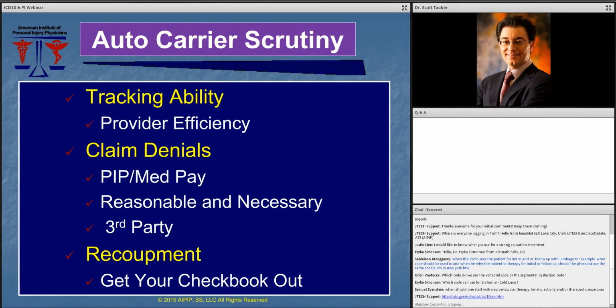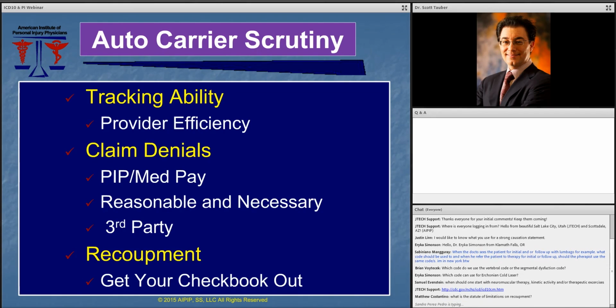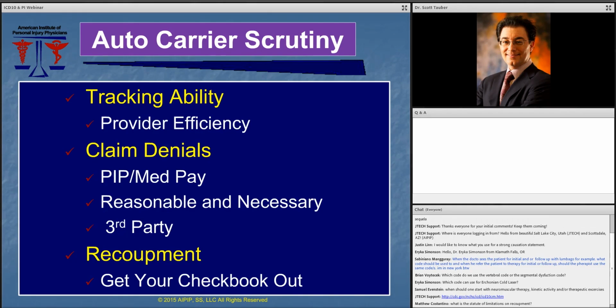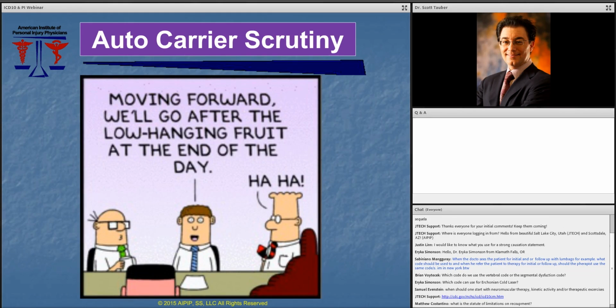Again, my opinion, having been in there, is that the insurance carriers are doing this. They're going to look for the low-hanging fruit. So who's the low-hanging fruit? People that have poor documentation, poor management, people that maybe even unknowingly send flares and red flags to the insurance carrier because they don't know what to do in personal injury. And basically they're saying, hey, come investigate me. So moving forward, they'll go after the low-hanging fruit at the end of the day.